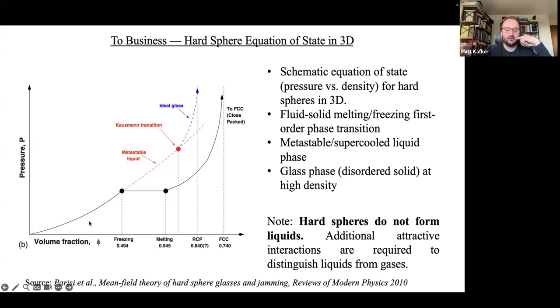So down here, we have some sort of fluid, gas, liquid-like phase. Then once we reach this point here, at this left point here, you have a fairly dense fluid, and then at this right point here, you have a fairly, not as dense as possible, crystal.